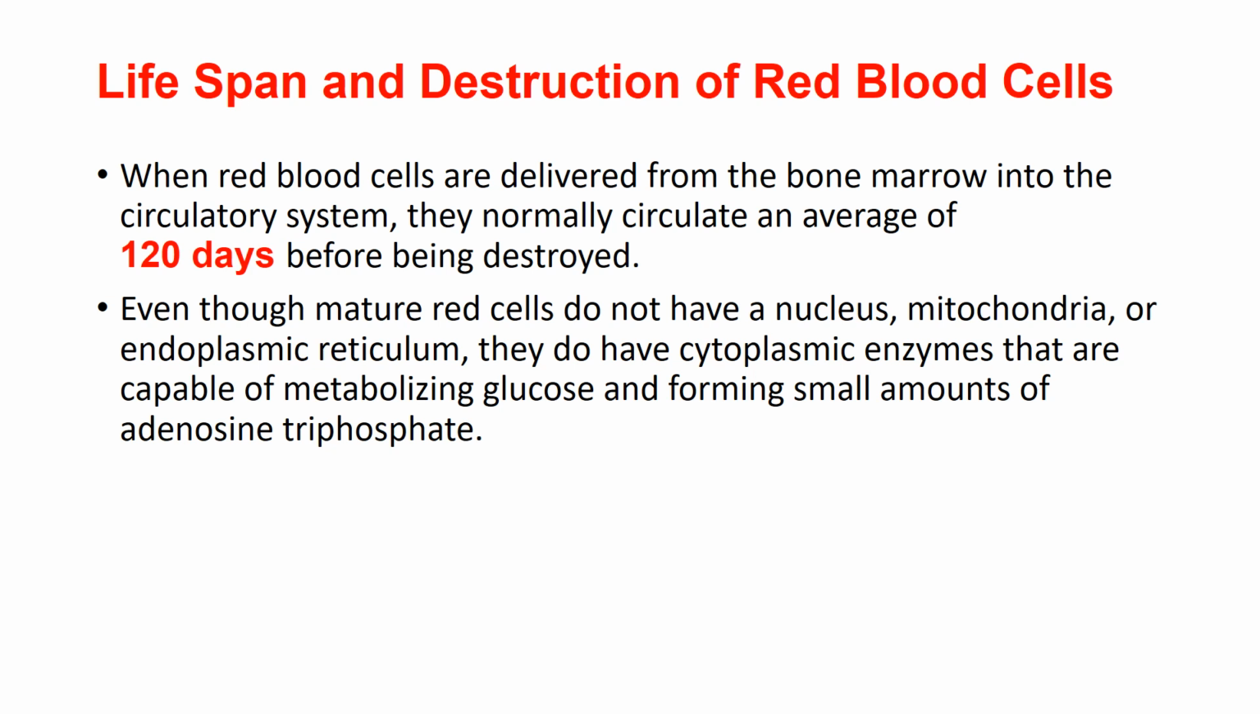Lifespan and destruction of red blood cells. When red blood cells are delivered from the bone marrow into the circulatory system, they normally circulate an average of 120 days before being destroyed. Even though mature red cells do not have a nucleus, mitochondria, or endoplasmic reticulum, they do have cytoplasmic enzymes that are capable of metabolizing glucose and forming small amounts of adenosine triphosphate.